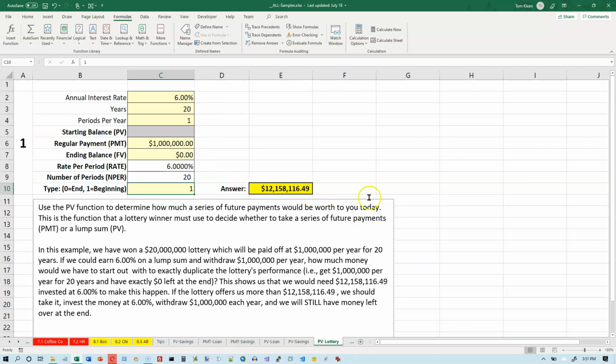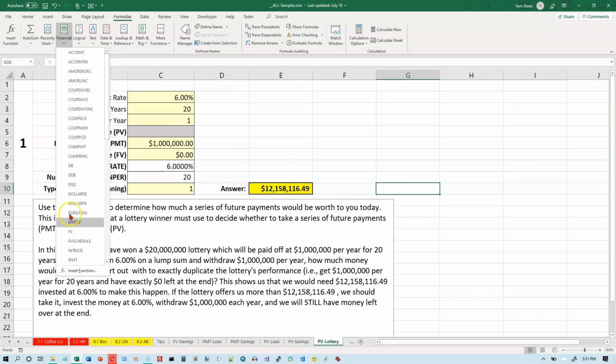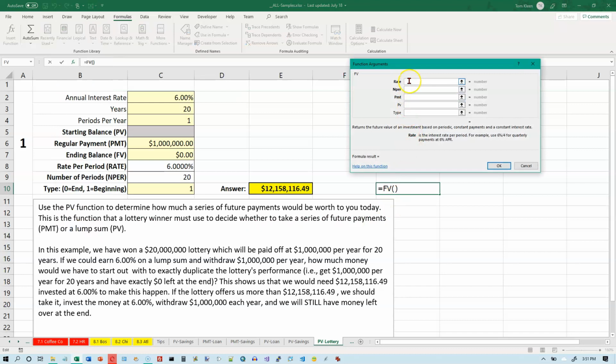So I'm just going to go off to the side here, and we're going to invoke the future value function. The rate is going to be the 6%. Go down to NPER. That's going to be 20. Payment. Now, in this case, the payment is going to be a positive number. The reason is because the money is coming from the bank to you. You're withdrawing the money, and that is in a positive direction. Money going to the bank is considered a negative direction. So this is the one case where you do not need to put a minus sign in front of it.